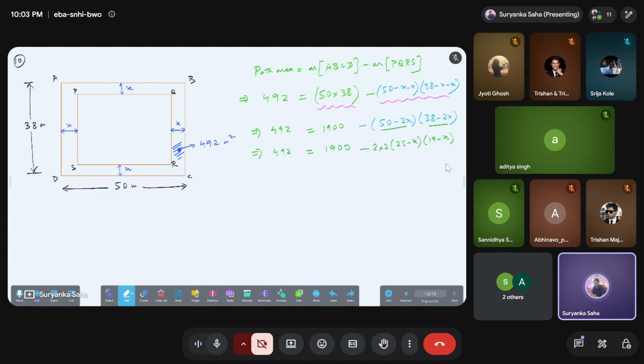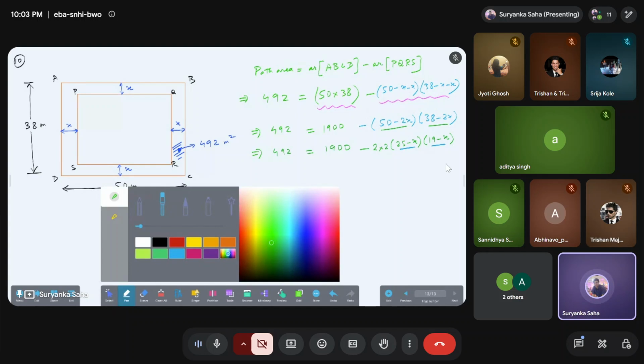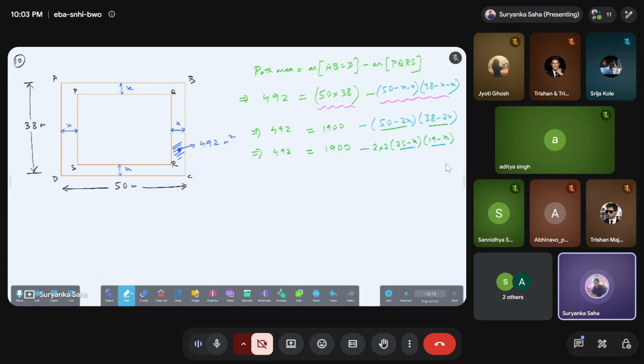After taking 2 out, it becomes this. So divide the entire equation by 4 and see what happens. 492 divided by 4 is 123. Dividing the entire equation by 4, it is becoming 123. Then 4 sevens are 28, 4 fives are 20. Is it okay? Then these 2s are getting cancelled out.